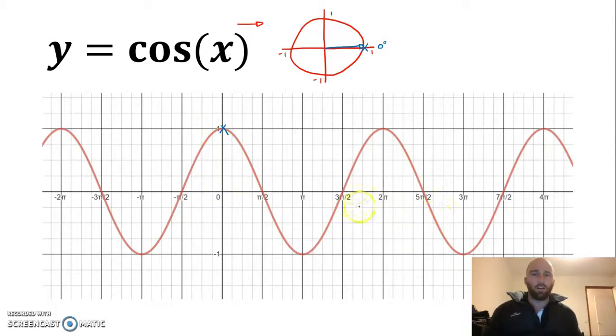So slightly different to the sine graph. The sine we started at 0, so the sine we would have started somewhere around there, but in this case we're up the top. We start at 1. The pattern works exactly the same.